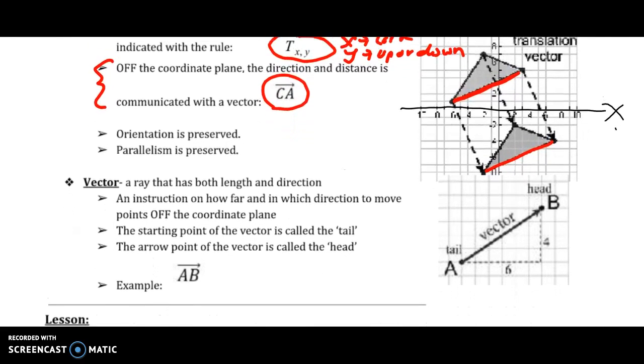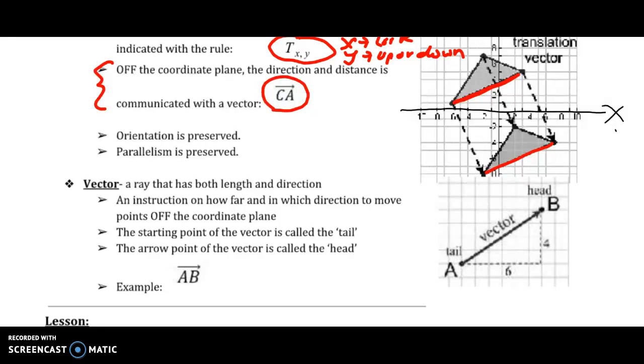So a term you may or may not be familiar with is the term vector. This is a ray that has both length and direction, meaning it tells you how far and in which direction to move a point. Typically, a vector is off the coordinate plane, but we could draw vectors on the plane as well. So I connect a pre-image point to an image point, and the arrow indicates the direction.